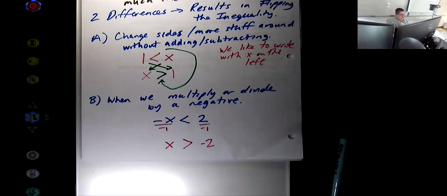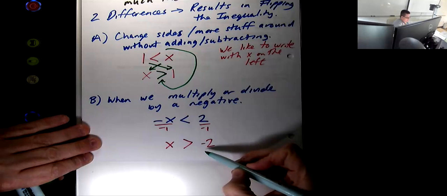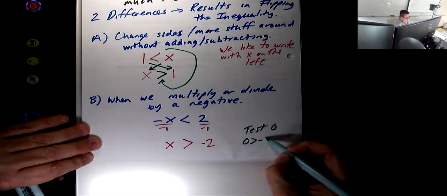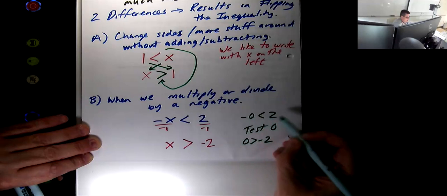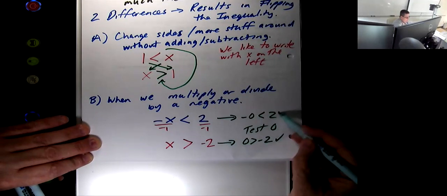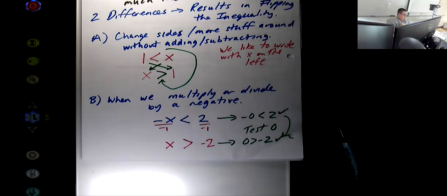And if you're not sure if you did it right, you can always pick numbers to check if it works. So I'm going to test 0 here. 0 is greater than -2. And -0 is less than 2. That works and that works. If this works and this one doesn't, then you flipped the sign when you weren't supposed to, or you didn't flip your sign when you were supposed to.